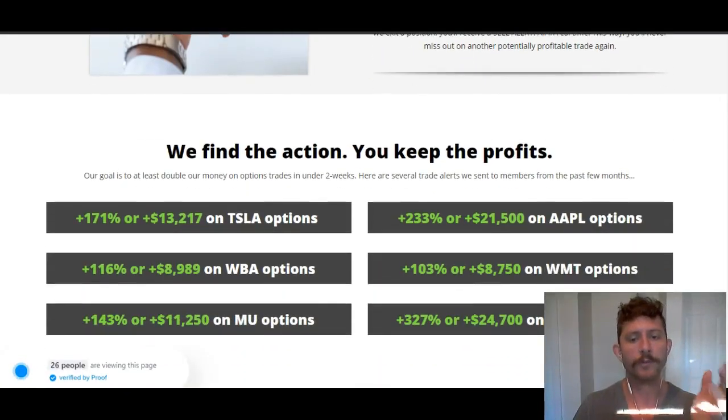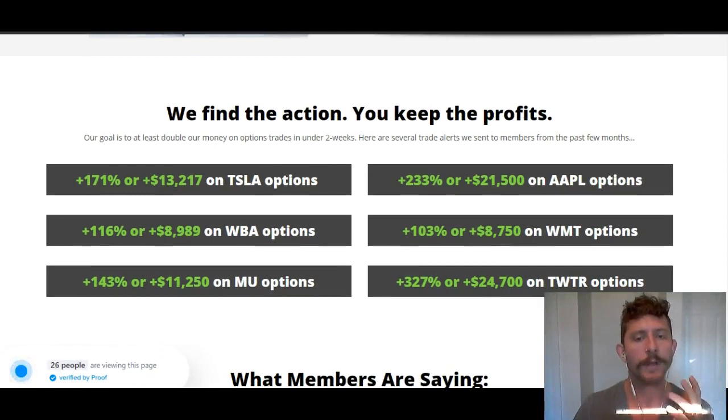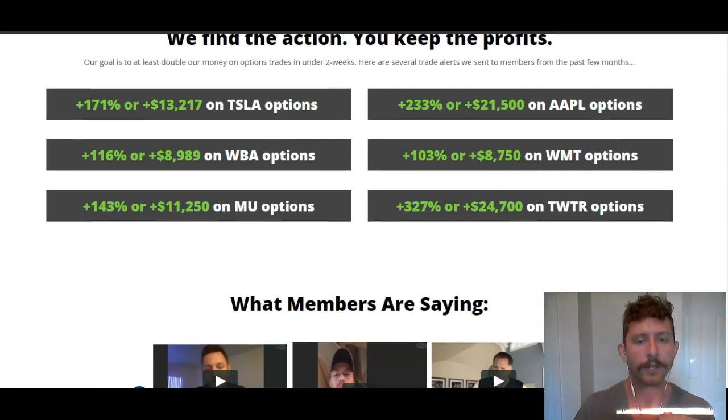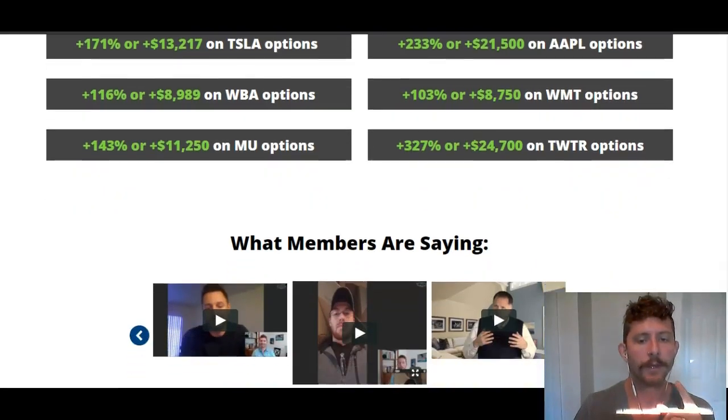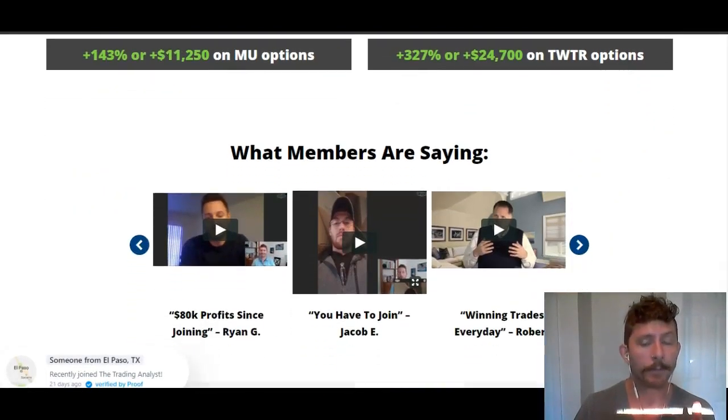Here's a few examples of some recent trades that we've taken. If you had been a member at this time, you would have been able to participate in these trades. You can check them out on the homepage of the website. You can see what our current members are saying about the membership.